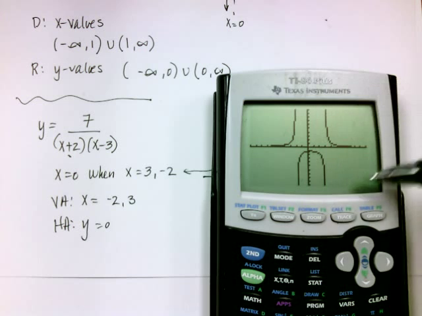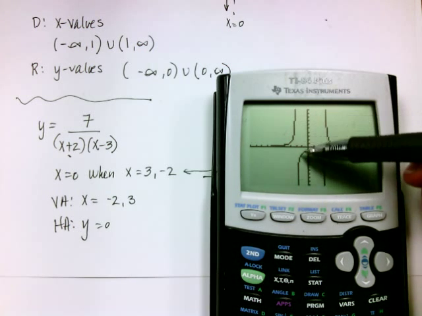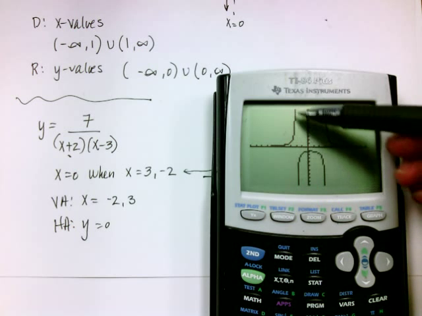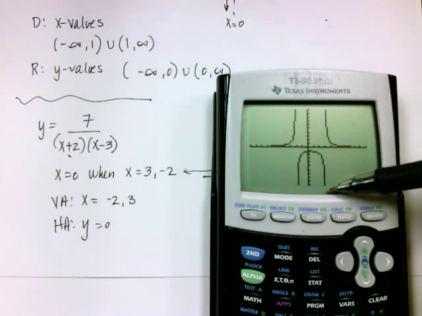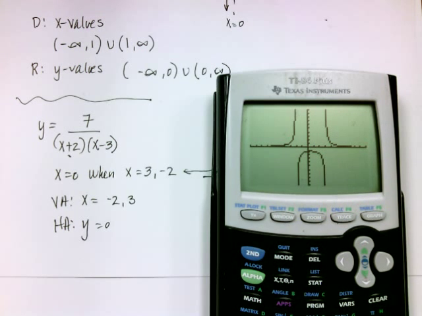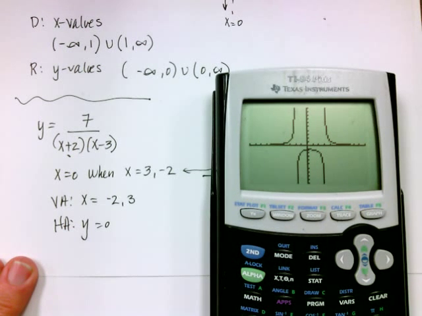The problem with some of these calculators is I can't see the asymptotes on my graph, but if you look and kind of go tangent, you would know that there's one over here, and I would know that there's one right here. So we will actually find our asymptotes algebraically most of the time.